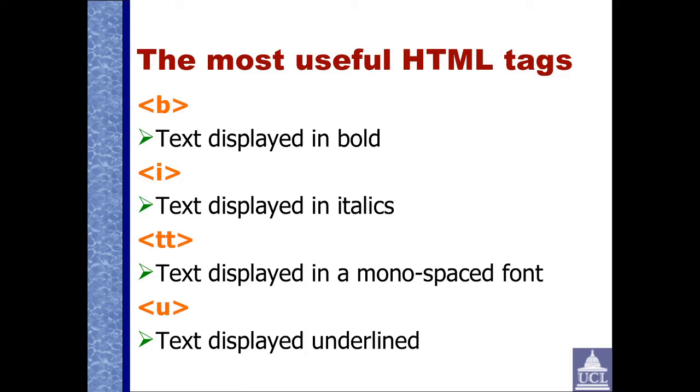A few others for markup of text: B for bold, I for italic, TT for producing teletype or monospaced font again, and U for underlined text.